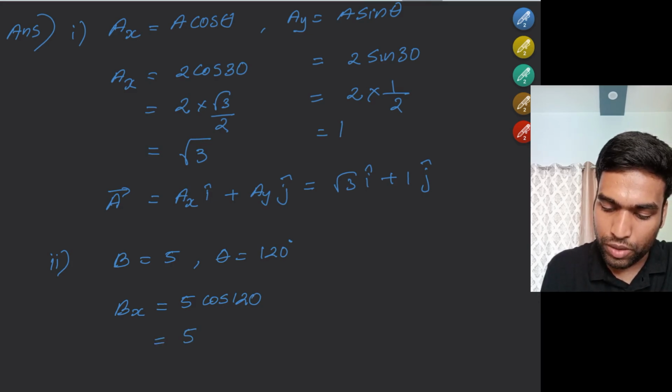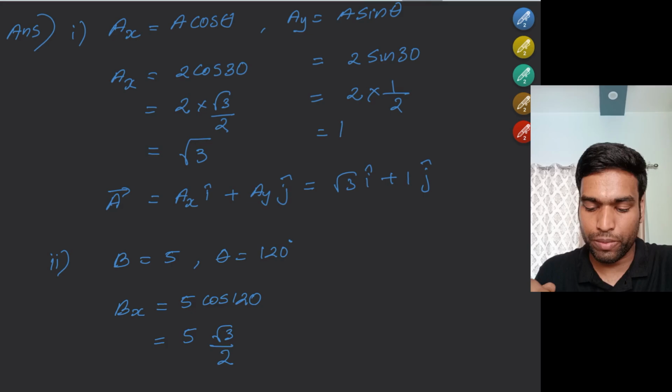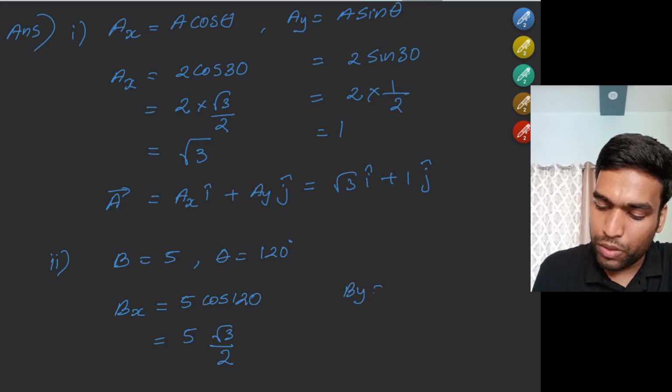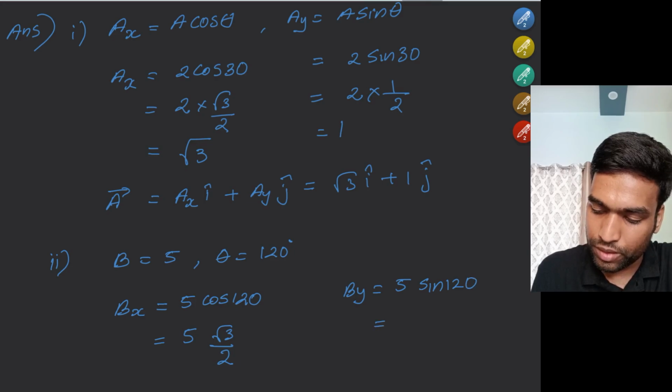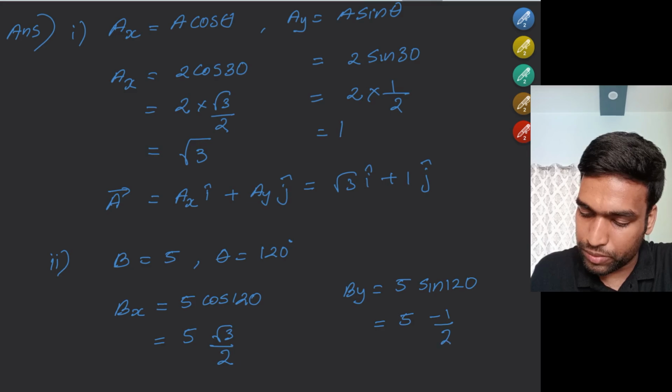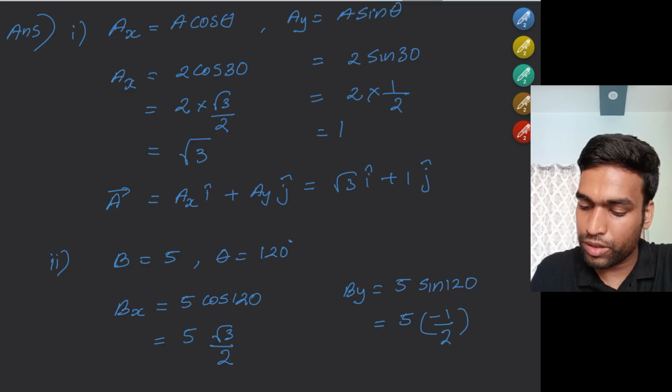That is 5 into root 3 divided by 2. Cos 120 is root 3 divided by 2. Okay. Now By equal to 5 sin 120. That means 5 into negative 1 by 2. Sin 120 is negative 1 by 2.